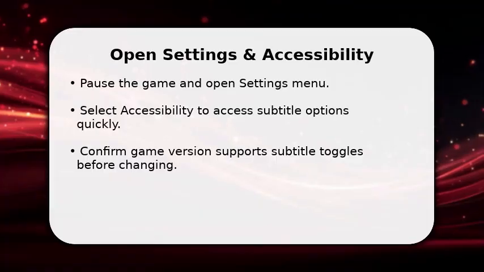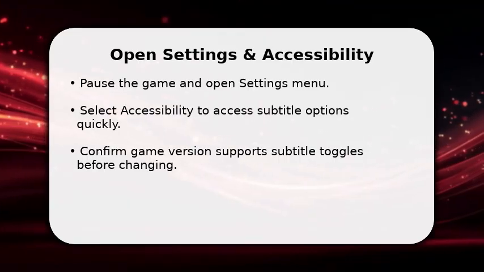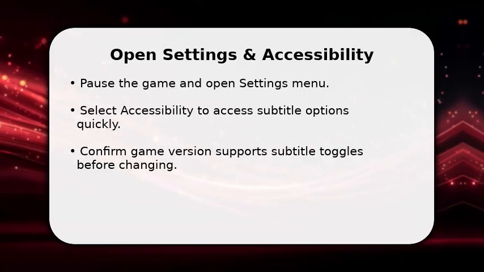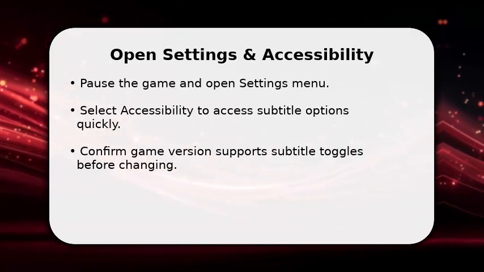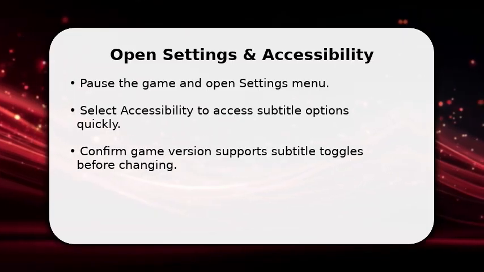You start inside the paused game, open settings, and navigate straight to accessibility. You do this because subtitle options live there, not under audio. Once in accessibility, scan for subtitles or closed captions and toggle the master switch to on.